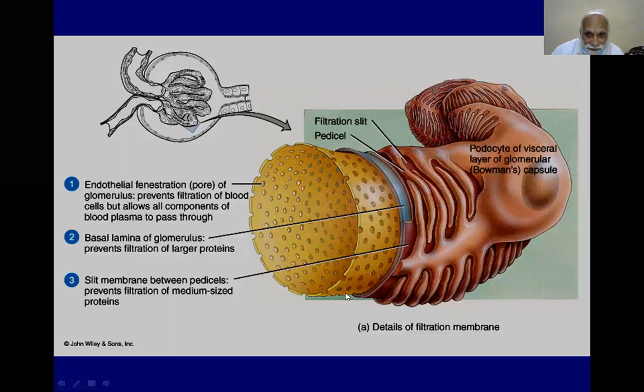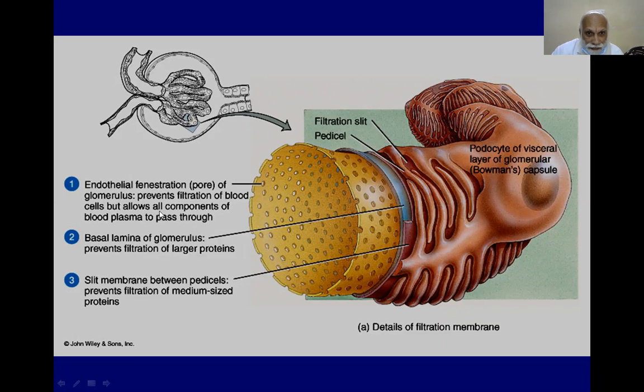This tube is the capillary tube. So this whole thing is the capillary tube. You can see those pores there. You can see the pores. So, endothelial fenestra. You call the cells lining the capillary the endothelium, the endothelial cells. So there are pores in this endothelial layer, and the filtration of blood cells is not allowed. So it allows the components of the blood plasma to pass through.